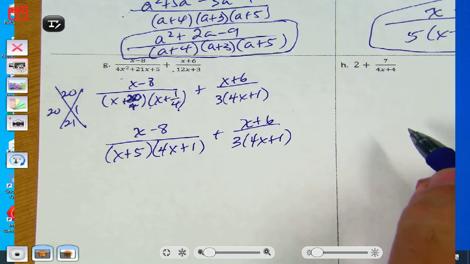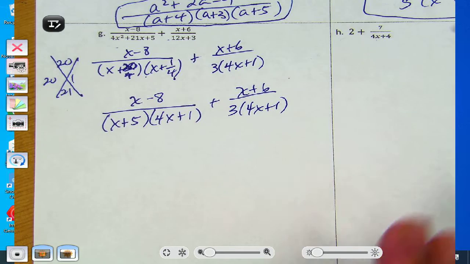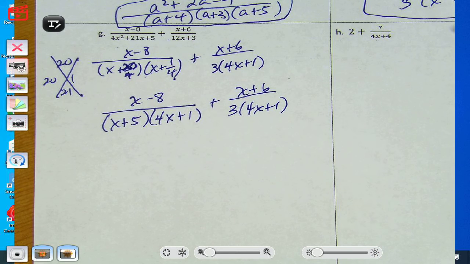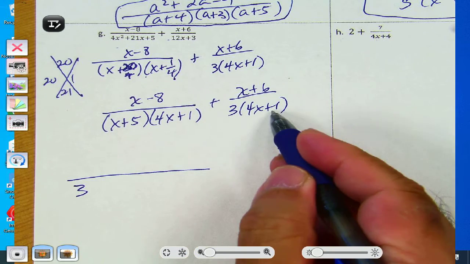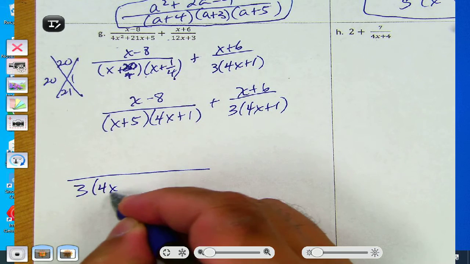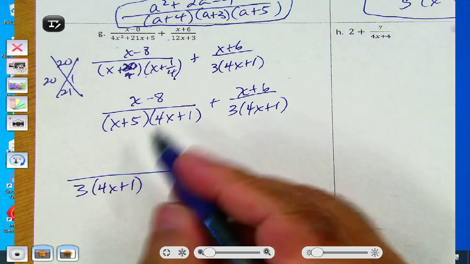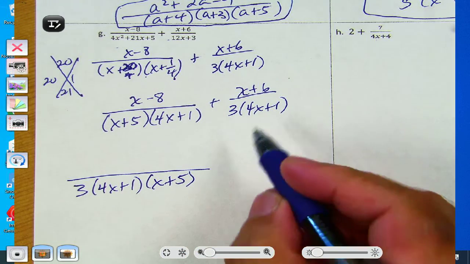But now I can talk about what's the least common denominator. What's the least common denominator? 3, 4x plus 1. Good. Anything else? X plus 5. Alright, so we're going to have the 3 from the second fraction. 4x plus 1 is in both fractions, and then the x plus 5. Make sure you have all the unique factors listed.